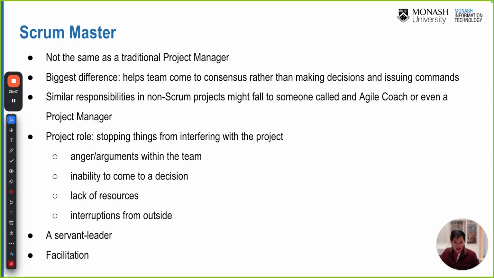Sometimes there's an argument among the team members. Sometimes they cannot make any decision. Sometimes there is a lack of resources, that kind of thing. Or some interruption from the outside. The Scrum Master is the person who steps in to facilitate or address this kind of problem, okay?